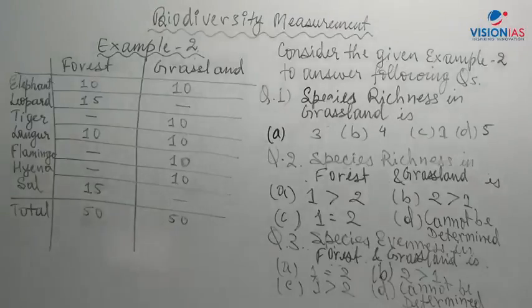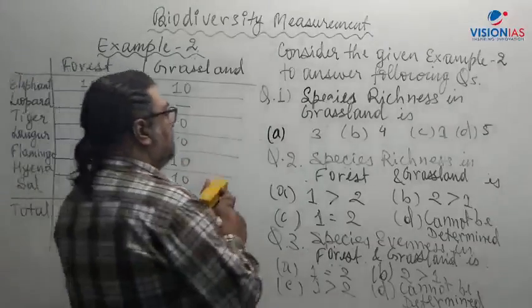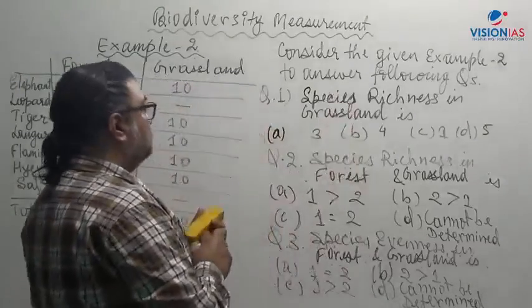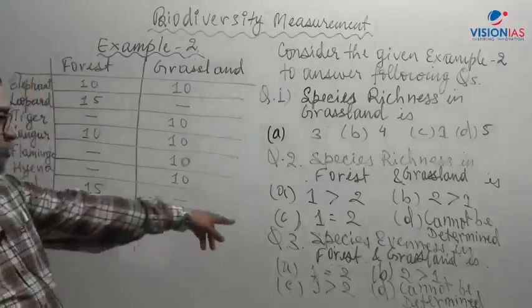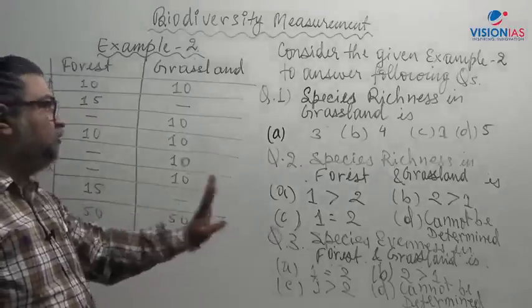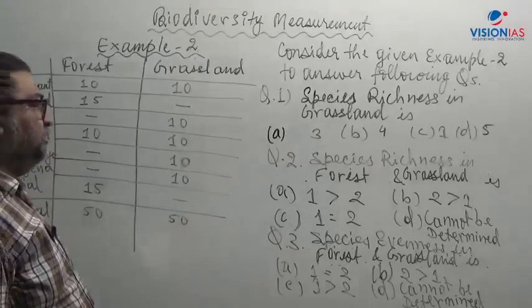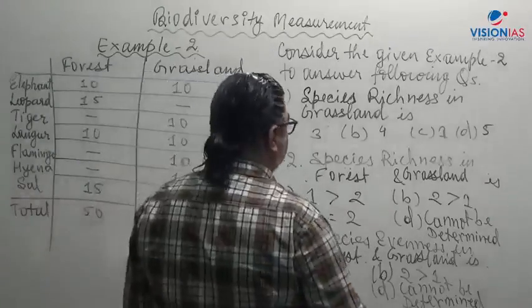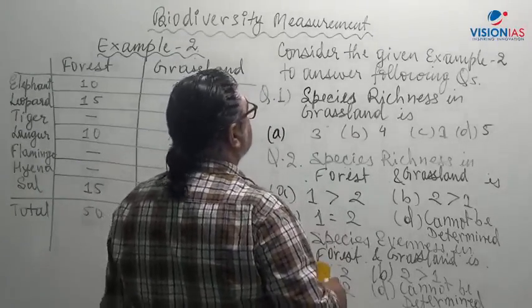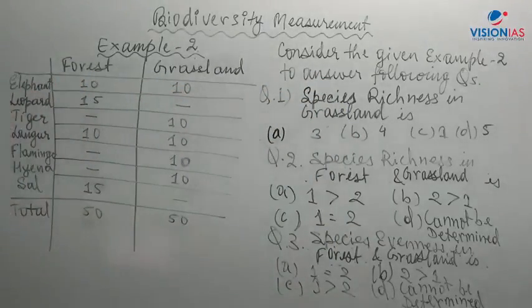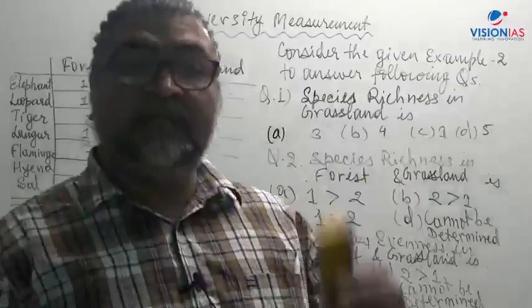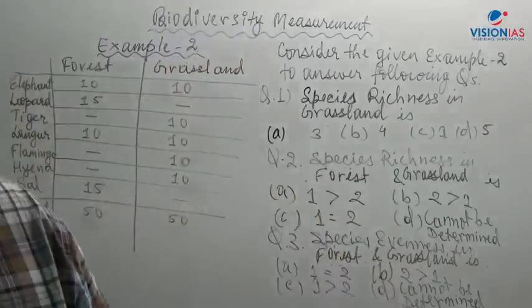I have changed the example. I have given another example here. Now your question is like this. Species richness in grassland is how much? Then species richness in forest and grassland is a comparison. And question 3 is, the species evenness in forest and grassland is what? So you have to give me the answer here. Tell me the answer. I have changed to another example. Let me see how many of you have got the correct answer.